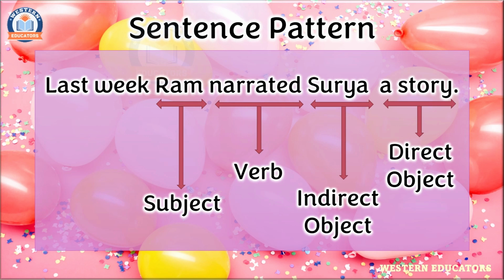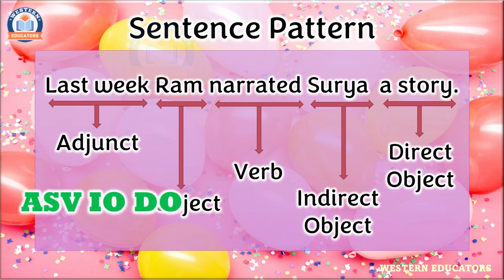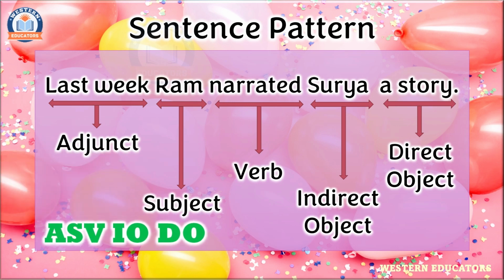And when was the story narrated? When did he narrate the story is the next question. The answer is last week. So if we give extra information on the verb, that has become the adjunct of the sentence. So here last week is the adjunct. So this pattern is called ASVIODO.